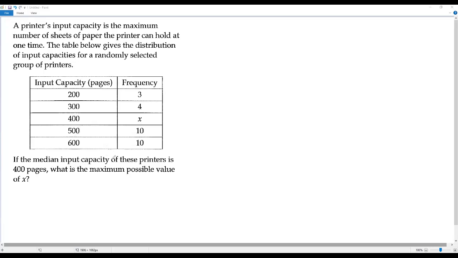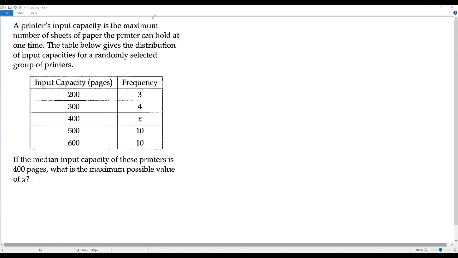If the median input capacity of these printers is 400 pages, what is the maximum possible value of X? Actually, X represents a number of printers with input capacity of 400 pages each, and we have to find the maximum possible value of this X. That is, we have to find the maximum possible number of printers with input capacity of 400 pages each.